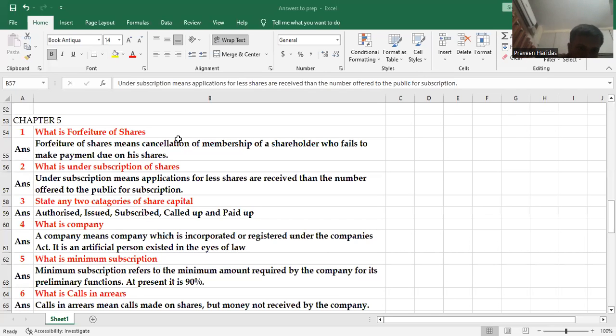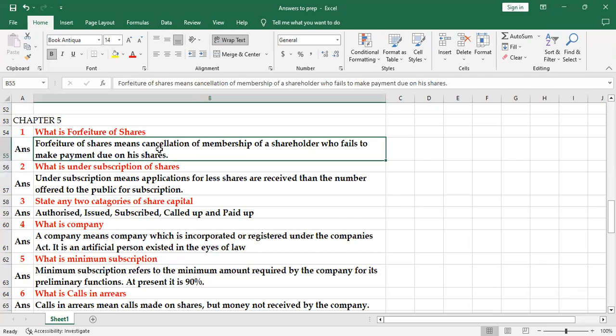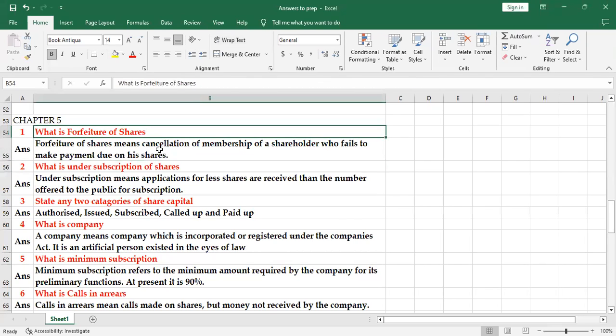So today we will be looking at some of the important questions which were asked in the preparatory examination conducted during the year in various districts. Now, first question is, what is forfeiture of shares?